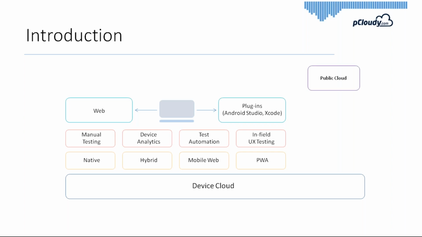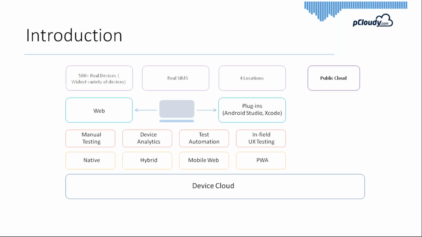There are three primary offerings which we have. The first one is about public cloud, right? So the demonstration, whatever I'm going to showcase today, is from the public cloud. There are features which we have specific for the private and on-premise cloud, but yeah, let's talk about the public cloud. So the first offering, public cloud, we have 500 plus real devices on this cloud.